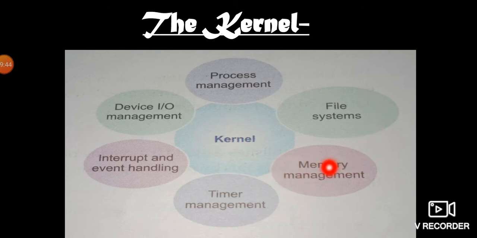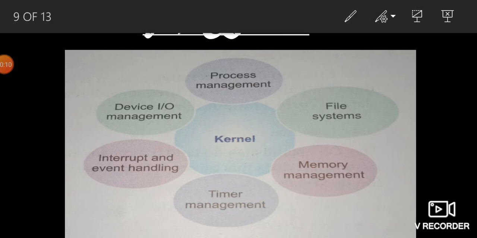Memory management: the kernel does the memory management. Suppose you have deleted a file from the computer, then the memory should be deallocated. As you save a file in the system, the kernel allocates the memory, and as you delete or move that file, the kernel will deallocate that memory. Then that memory will come back into the free space in the computer.